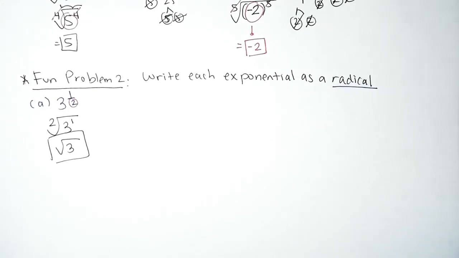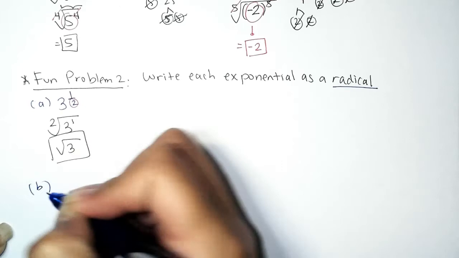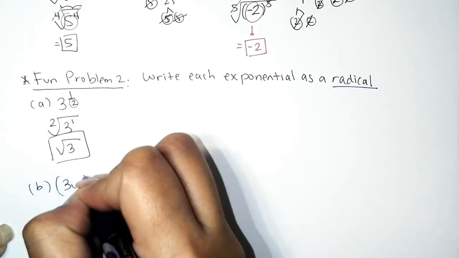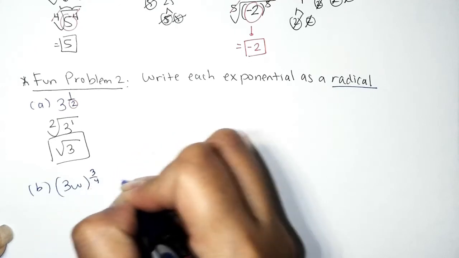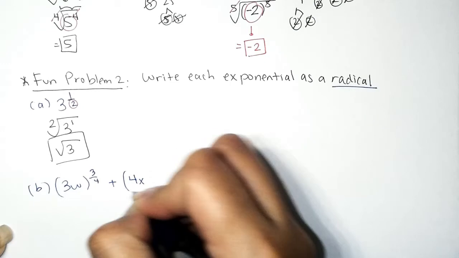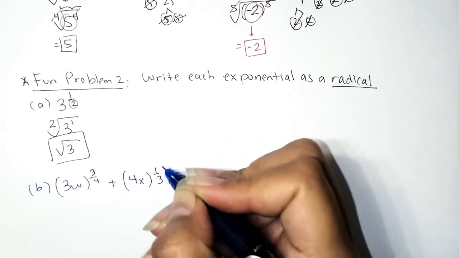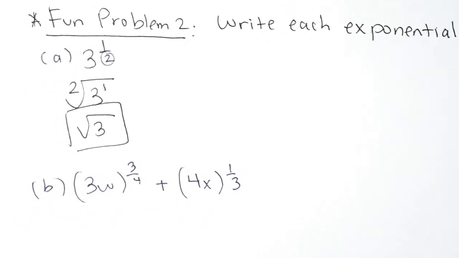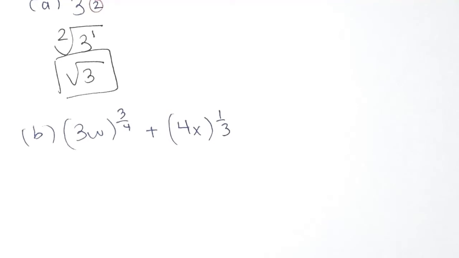So we're doing a total of 6 problems for this round. That's our first one. Let's go ahead and knock out the second one. Problem B. We have 3w raised to the 3/4, and we are going to add to it 4x raised to the 1/3. Remember, go ahead, pause and rewind as many times as needed. I'm going to try to zoom in as much as I can.